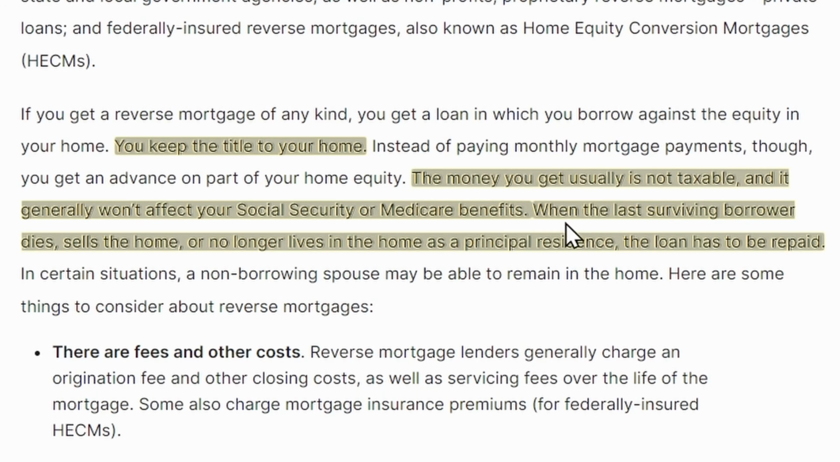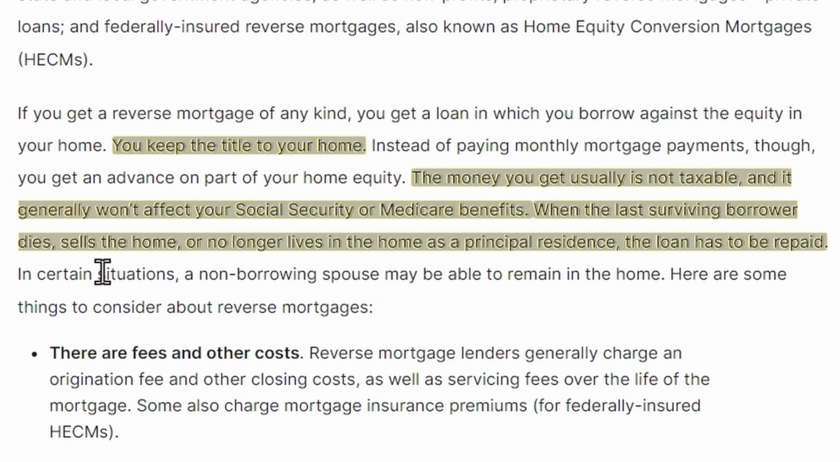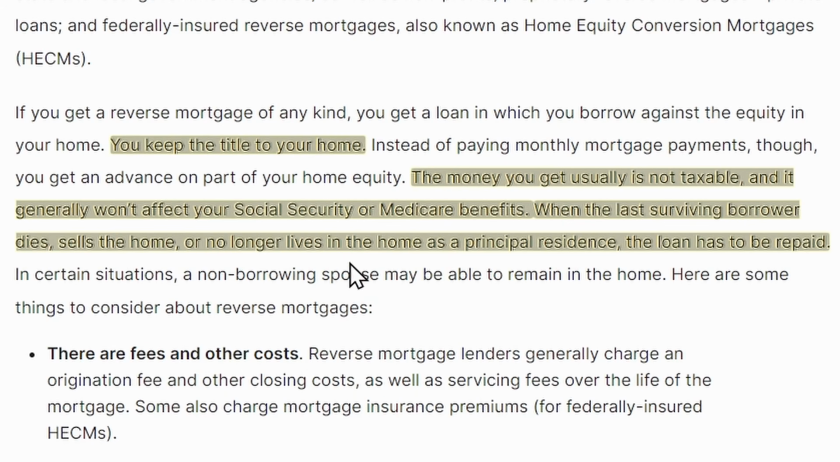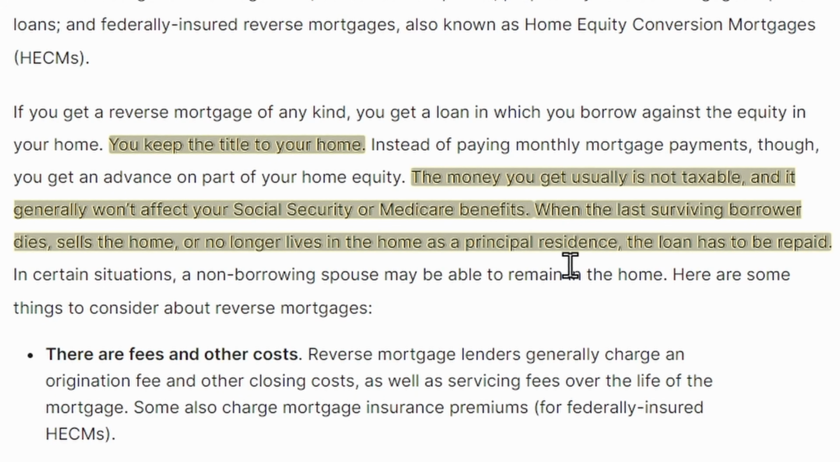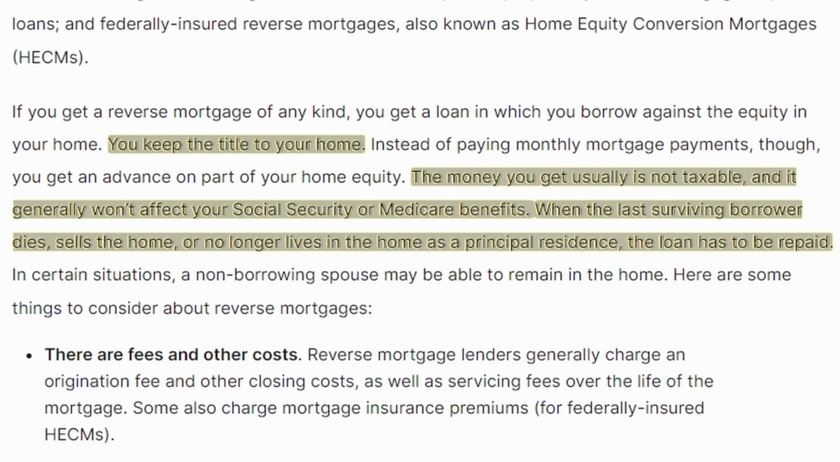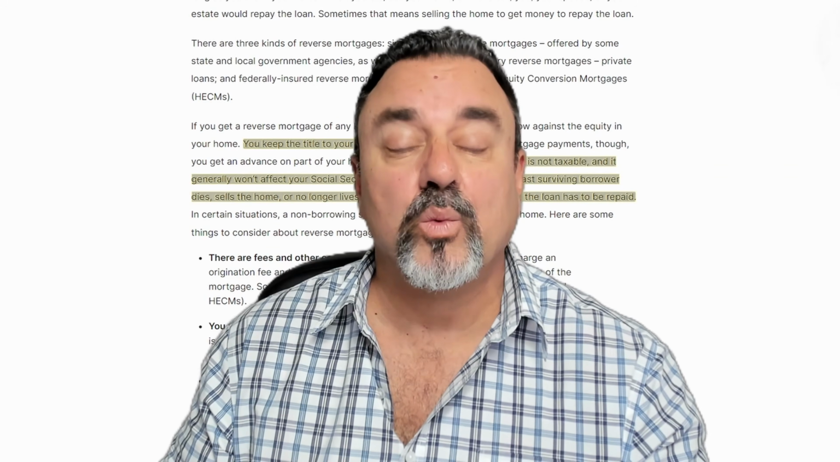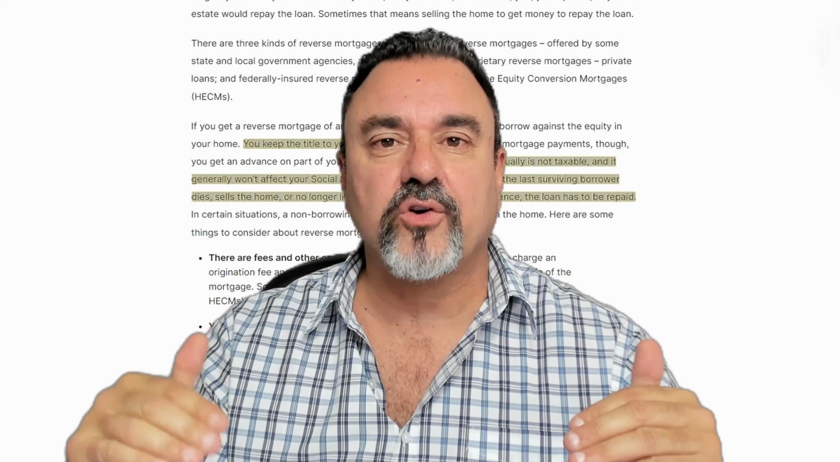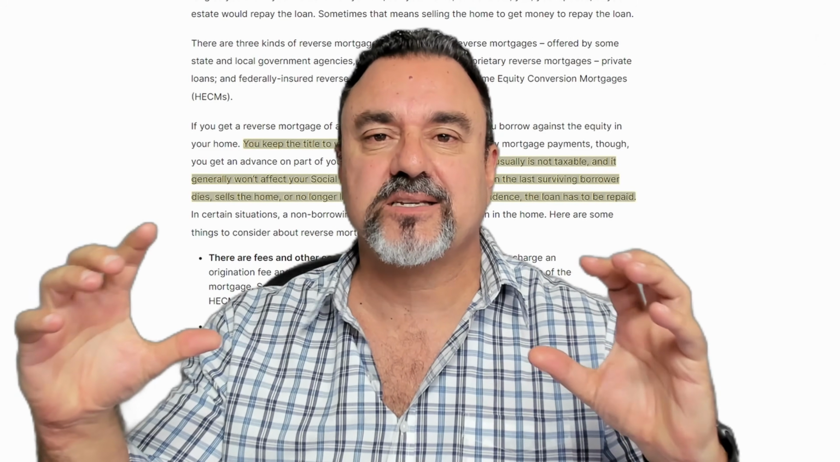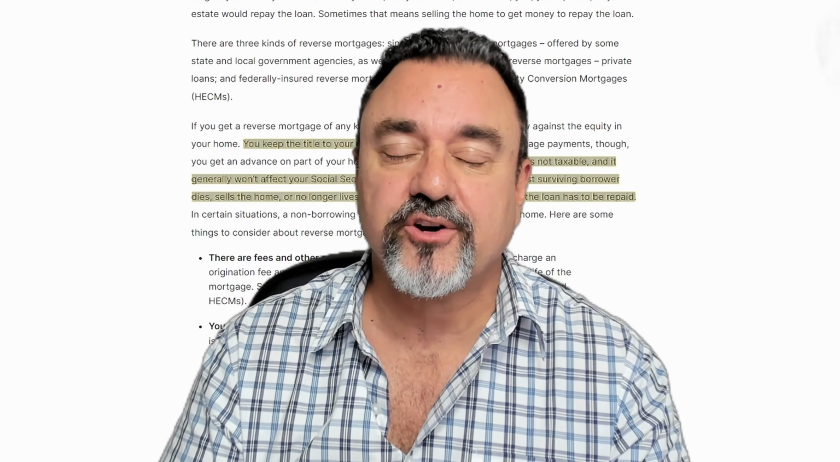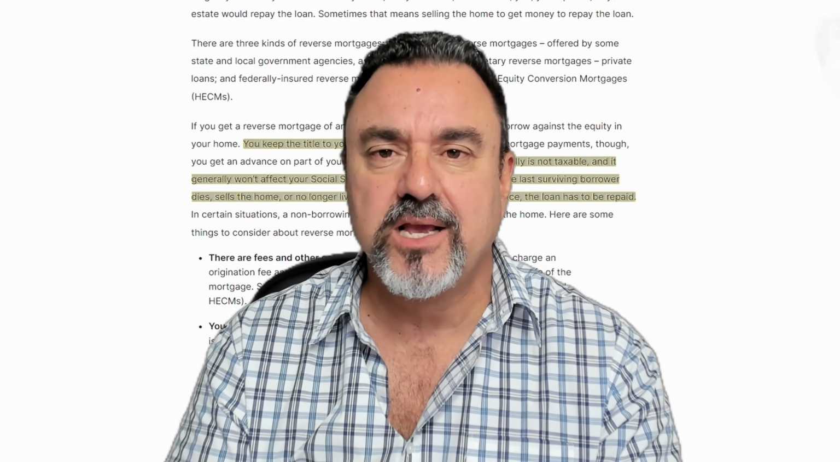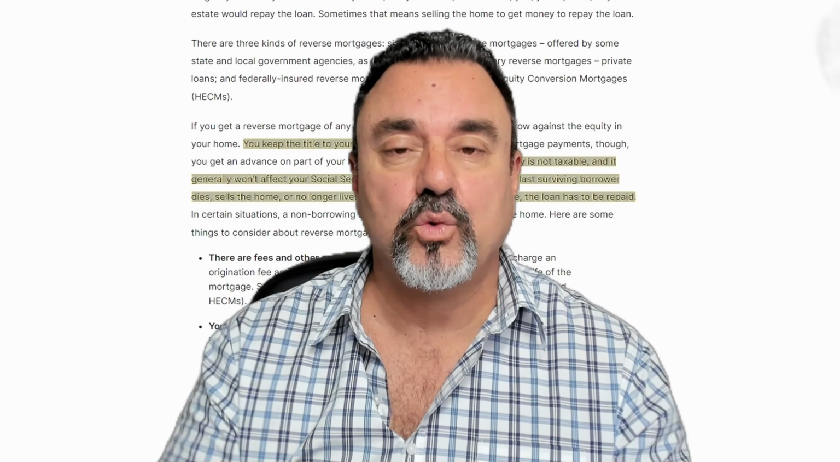When the last surviving borrower dies, sells the house, or no longer lives in the house as the principal residence, the loan must be repaid. Okay, so let's break down how this is working so far. What is a reverse mortgage? Well, you're 62 years or older. And when we go down a little further, I'm going to show you the biggest pieces of this puzzle on how much money you're going to end up getting. But in most cases, people are applying for reverse mortgages because they're deficient of money or cash flow, we'll put it that way.